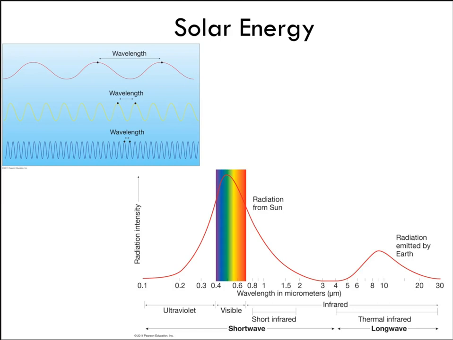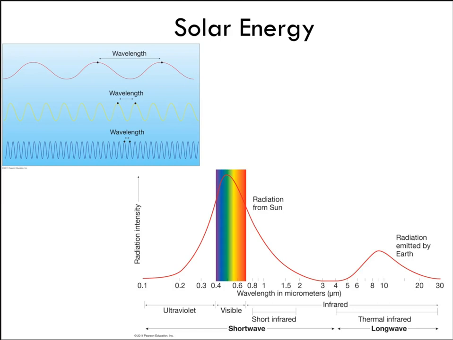Solar energy. This is important in the coming slides as well as in other chapters, so this is an important concept that you should understand. The sun is the only significant source of energy for the Earth's atmosphere. The sun gives off energy in the form of electromagnetic radiation, or just radiant energy. And the electromagnetic radiation travels through space in the form of waves, which is illustrated here in these two images.